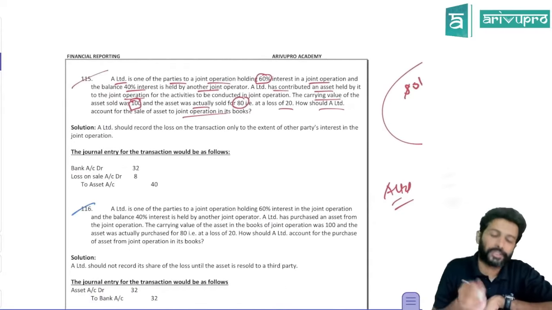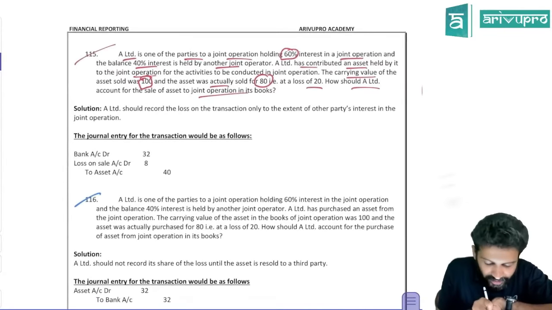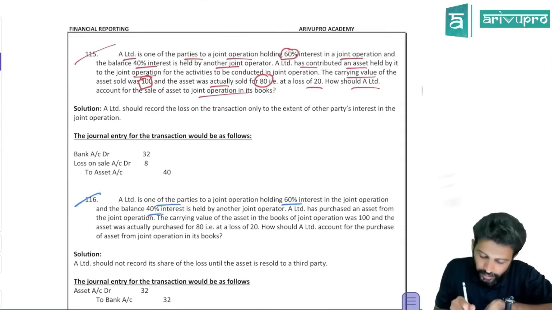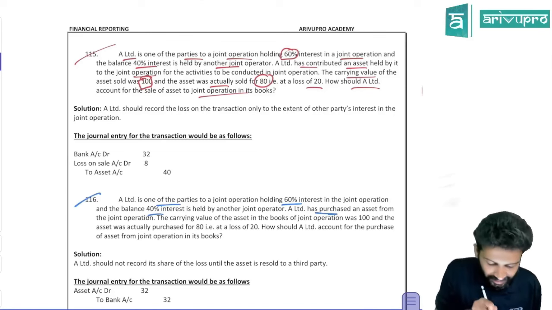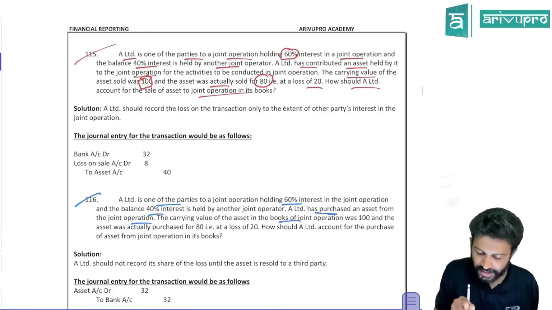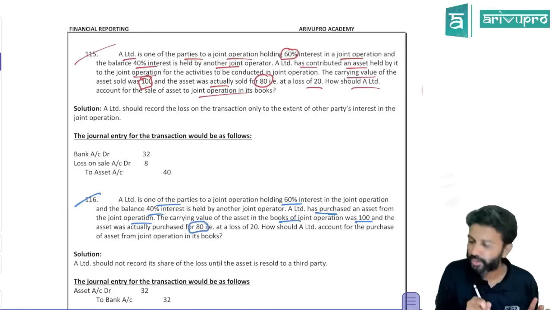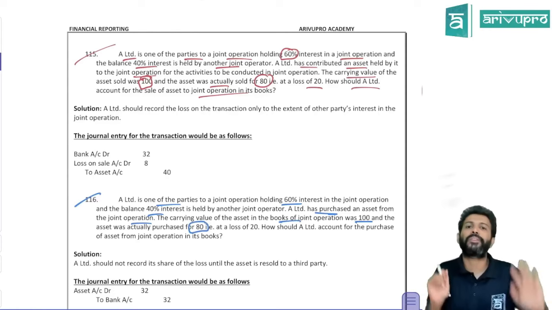Next is in case of purchase. That's all. A Limited is one of the parties in the joint operation holding 60%. B holds another 40%, another joint operator. A Limited now has purchased. Instead of selling, now we have purchased an asset from the joint operation. Carrying value of the asset purchased is 100, but actually it was purchased only for 80 rupees. So we paid 80 rupees and we purchased.